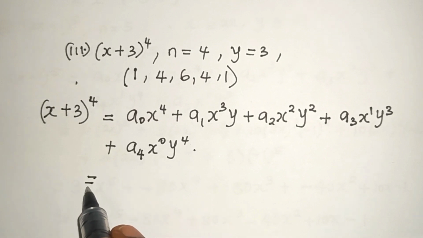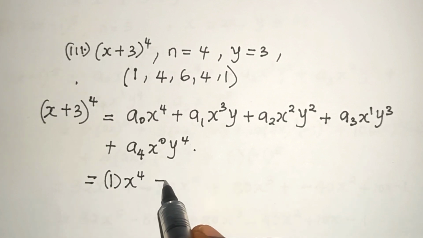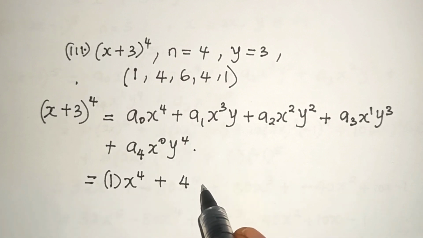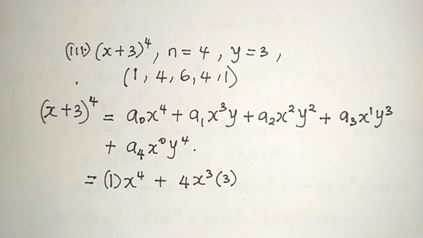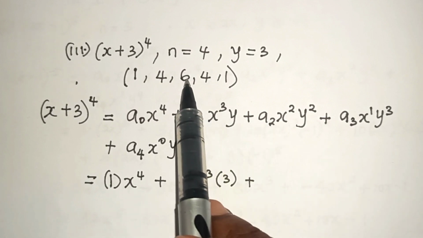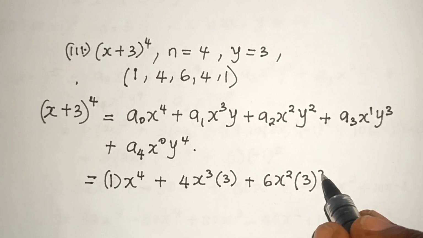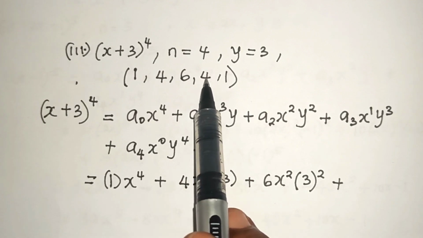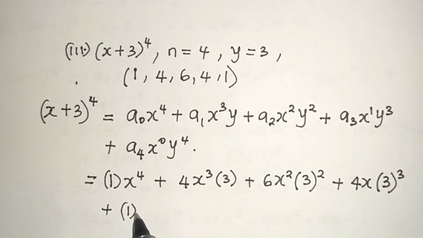So this is equal to a0 is 1, so we have 1 times x^4, plus a1 is 4, we have 4x^3, y is 3, so we have multiplied by 3 here, plus a2 is 6, so here is 6x^2 times y squared, that's 3 squared, plus a3 is 4, we have 4x to power 1, which is the same as 4x, times y is 3, so we have 3 raised to power 3 here, plus a4 is 1, 1 times x to the power 0 is 1, y raised to the power 4 is 3 raised to the power 4.